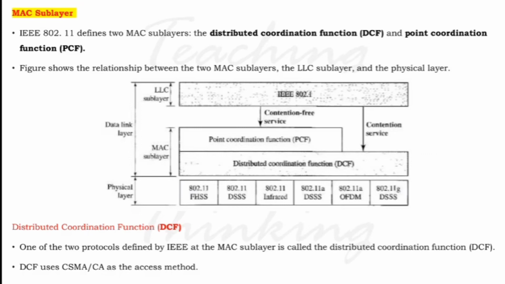First we are going to discuss the DCF. You can use this figure in the answer sheet also for the MAC sublayer of 802.11. The distributed coordination function DCF is one of the two protocols defined by IEEE at the MAC sublayer. DCF uses CSMA/CA as the access method. CSMA/CA we have already discussed in the previous lesson. Carrier sense multiple access with collision avoidance is the access method.